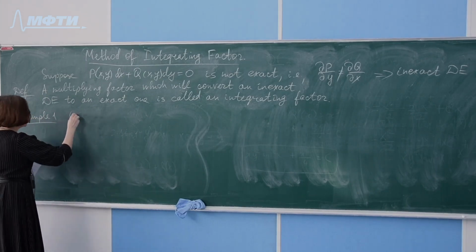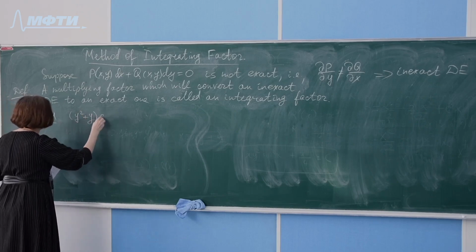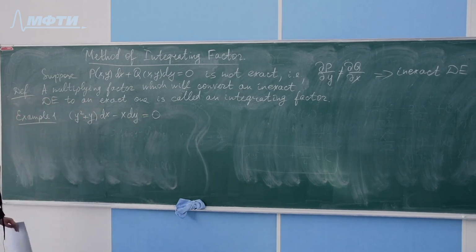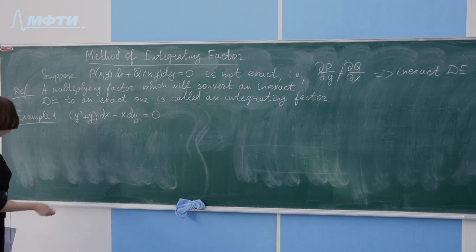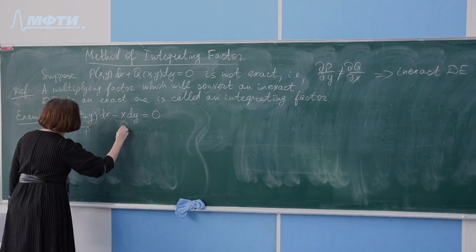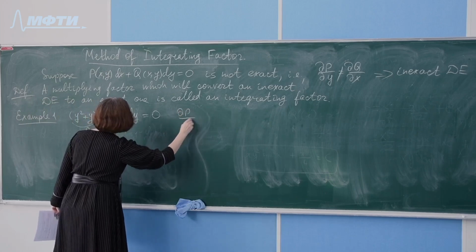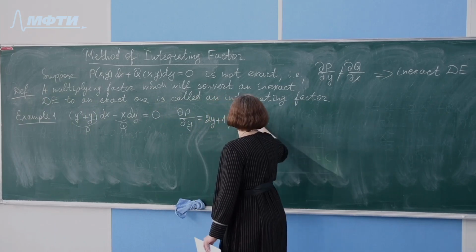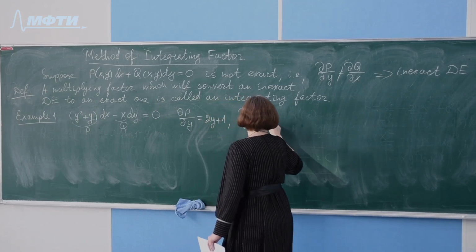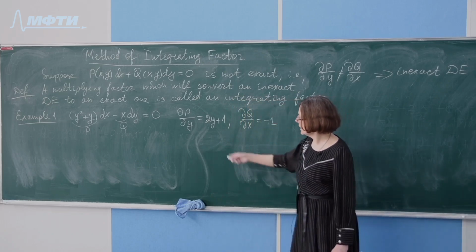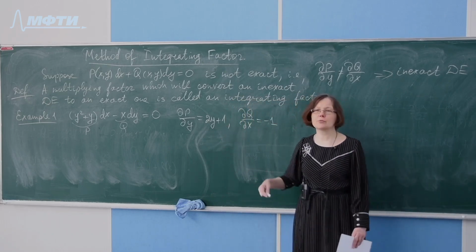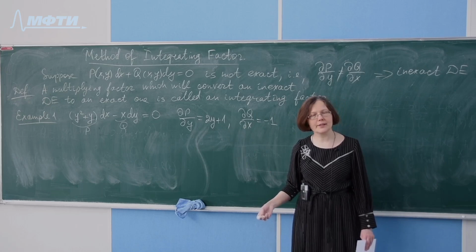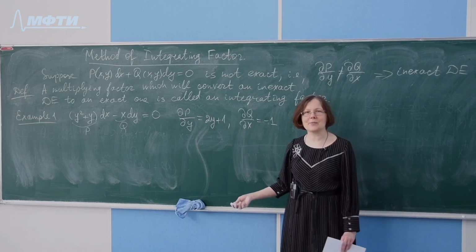So we start with the differential equation y squared plus y dx minus x dy equals 0. Let's check whether it is exact or not. So this is p and this is q, and dp over dy equals 2y plus 1, but dq over dx equals -1. So if we compare these two expressions, they are not equal, so our differential equation is not exact, it is inexact. But I know the integrating factor.